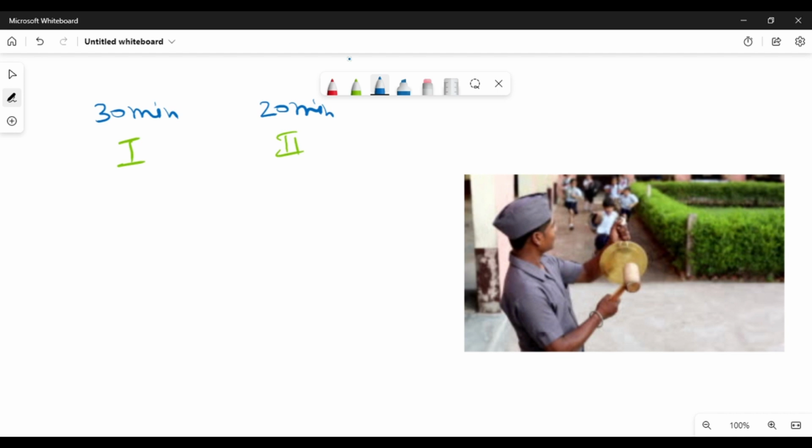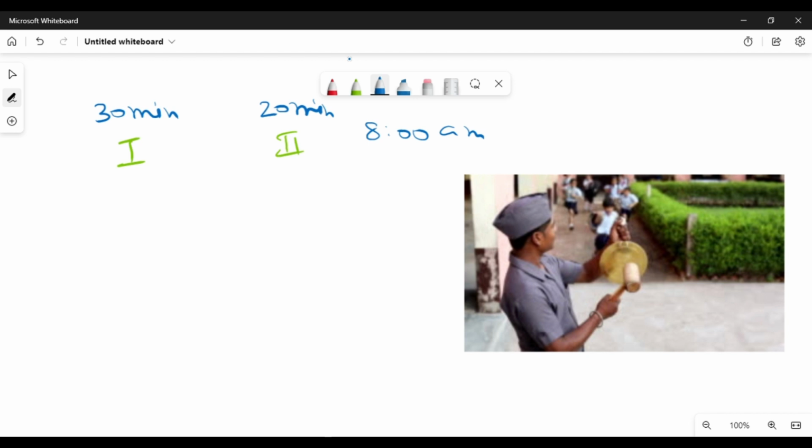Now school starts at 8 a.m. Both the schools start at 8 a.m. in the morning. It means the bell for the first period rings at 8 a.m. It is the first time that the bell is ringing together. Now my question is, at what time will the bell ring together after 8 a.m.? After 8 a.m., when will the bell ring together for both schools? Let us see how to calculate this. Let me help you how to think for this problem.